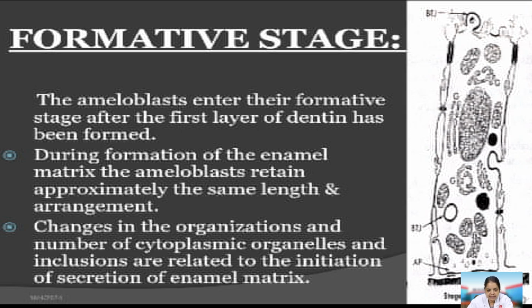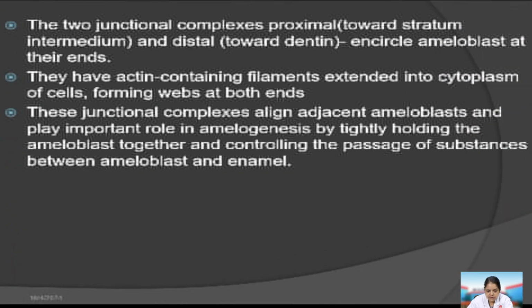There are two junctional complexes, proximal and distal, which encircle the ameloblast at the Tomes process. The proximal is towards the stratum intermedium and the distal is towards the dentine. They have actin-containing filaments extending into the cytoplasm of the cell, forming a web at both ends. These junctional complexes align the adjacent ameloblasts and play an important role in amelogenesis by tightly holding the ameloblasts together and controlling the passage of substances between the ameloblasts and the enamel.